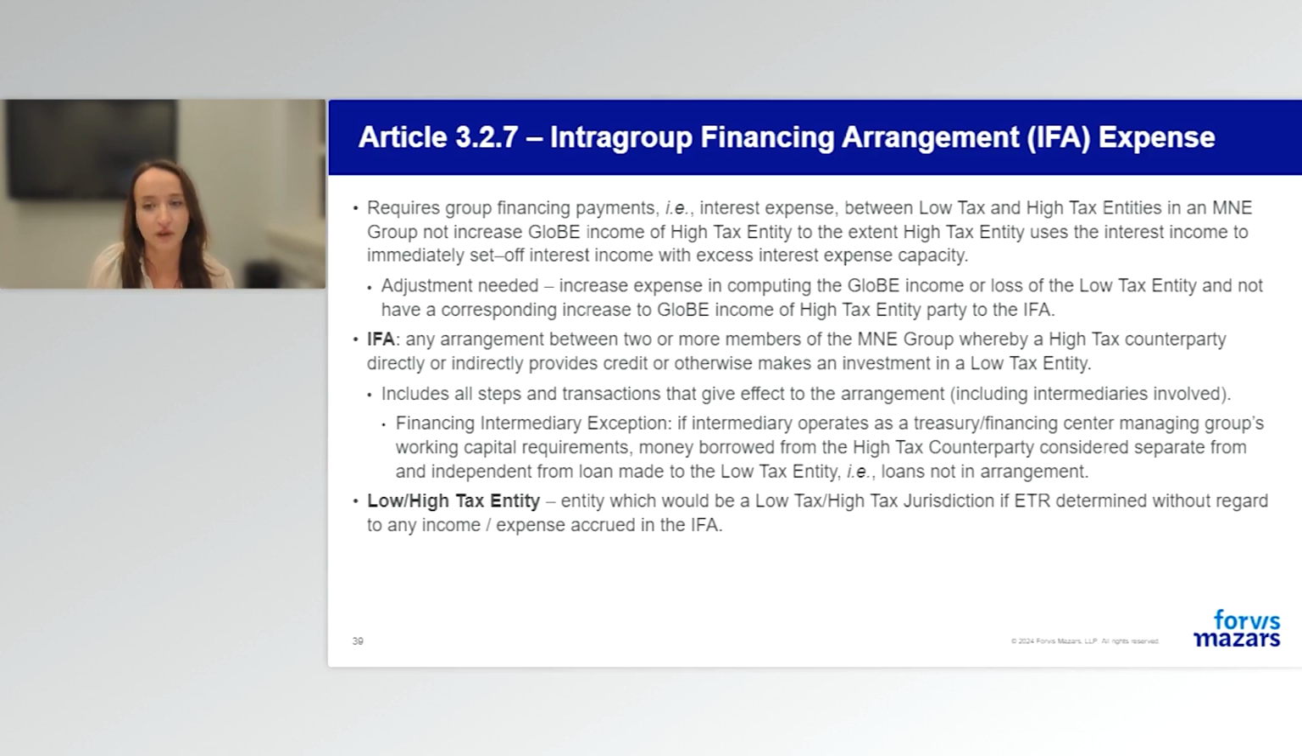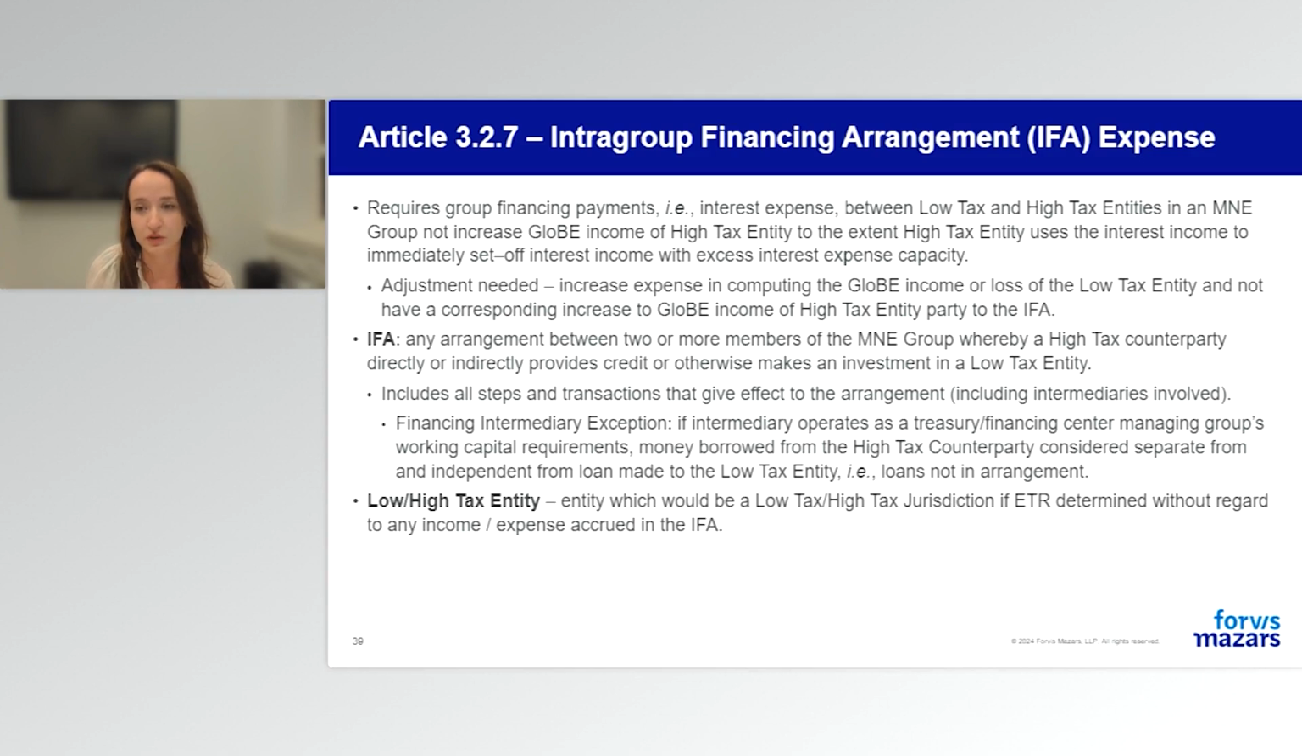And an intergroup financing arrangement is an arrangement between two or more members of an M&A group, whereby the high tax entity directly or indirectly provides a credit or otherwise makes an investment in a low tax entity. And there is an intermediary exception for constituent entities that fulfill a treasury or a financing center function within their group.